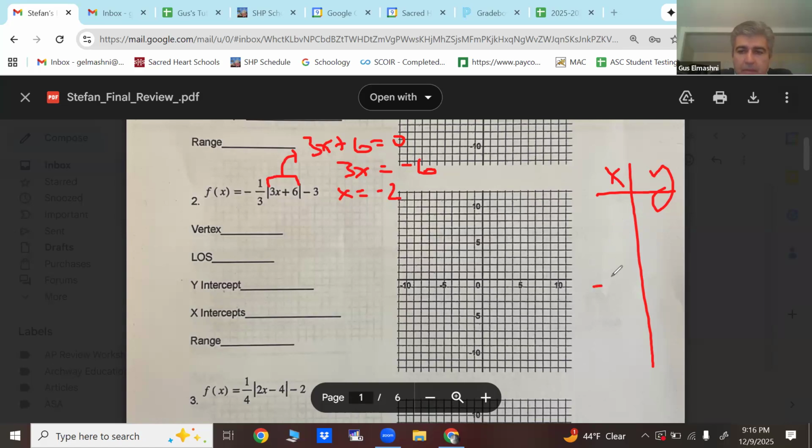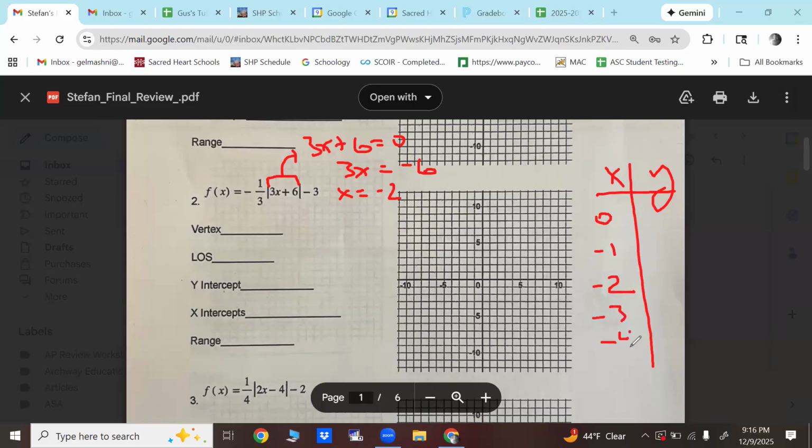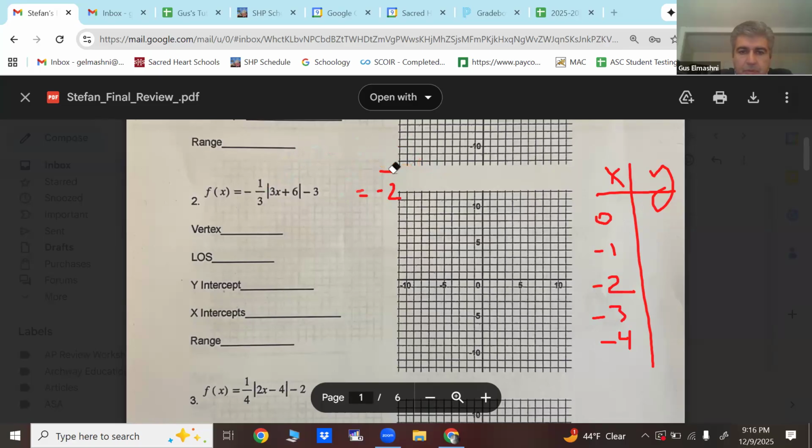Actually, so we do -1 and 0, and -3 and -4. So that's usually a good idea. So if I start with -2, I'd like you to plug -2 in for x and tell me what you think y equals. So if I replace x with -2, what's y going to equal?